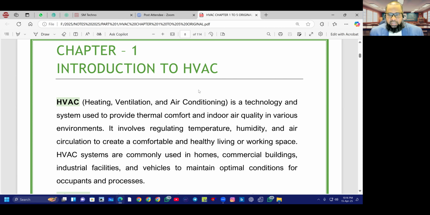Okay, so you see, HVAC is a technology and system used to provide thermal comfort. Thermal comfort, as a mechanical engineer, you can understand thermal related to this heat. Okay, and the indoor air quality in various environments. Indoor air quality is also very, very important for human comfort. We'll discuss more about this indoor air quality at the time of defining the V, ventilation.